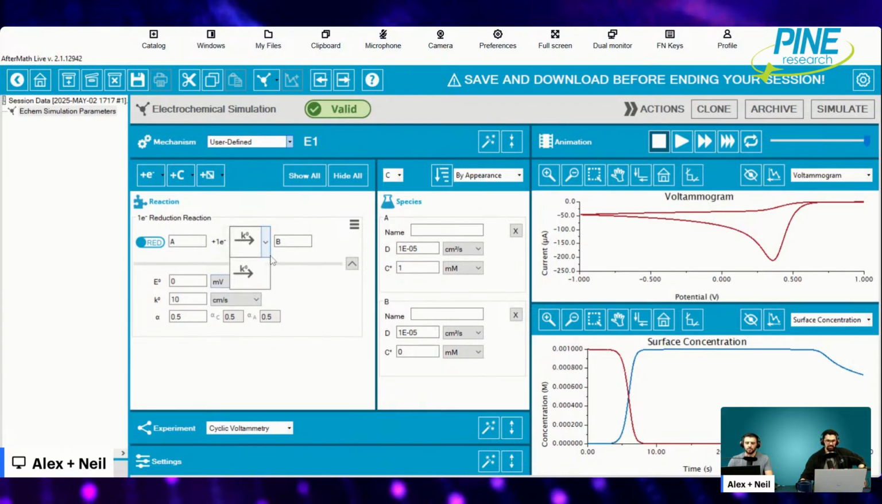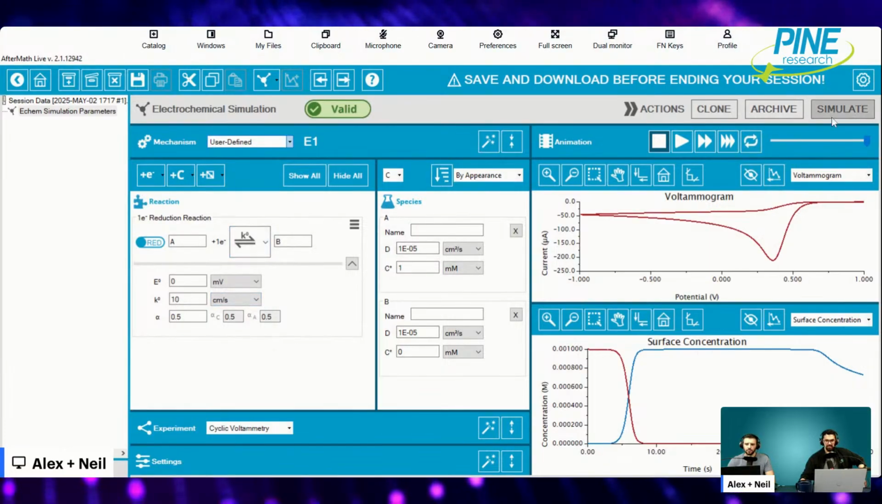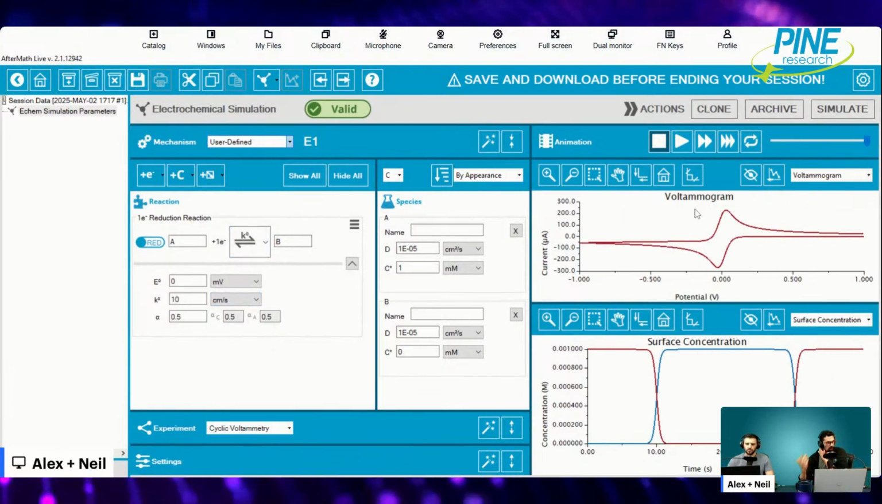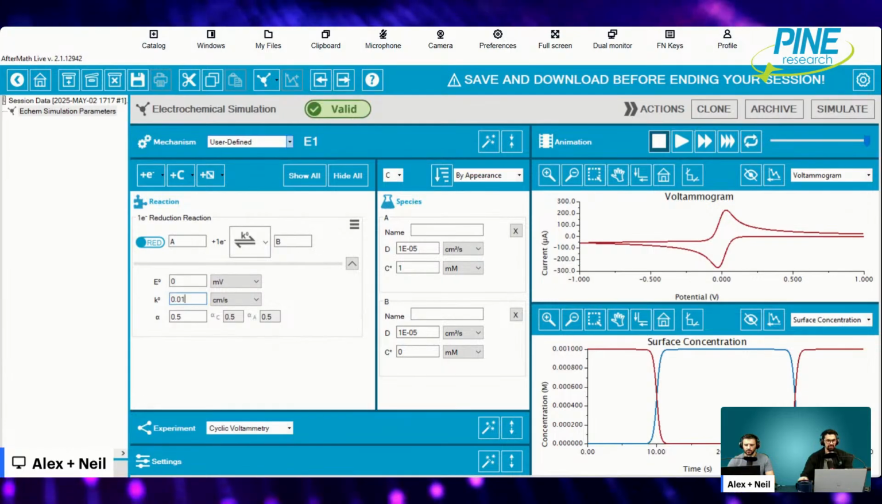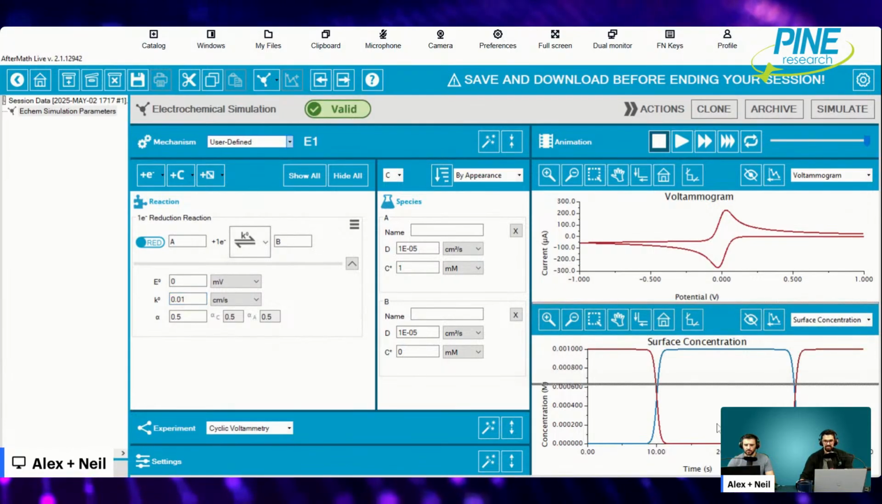Now, the other thing that you mentioned, let's just go back to this guy here. The other thing you mentioned was quasi-reversible. And I know some people have mixed feelings, I would say, about quasi-reversibility. Quasi-reversibility for a single electron transfer process simply has to do with this thing right here, the heterogeneous rate constant K. When you have quasi-reversibility, it means that this rate constant becomes low. So if I decrease it, you'll notice that I start to get some peak separation.